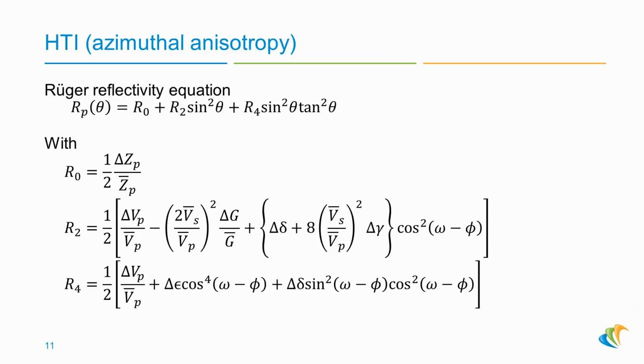Again, Rüger wrote his equations as a function of intercept, gradient, and curvature, also for HTI. And now, of course, these terms R0 to R4 are quite a bit more complicated because you're talking about azimuthal data, so you have the azimuthal angle in there.